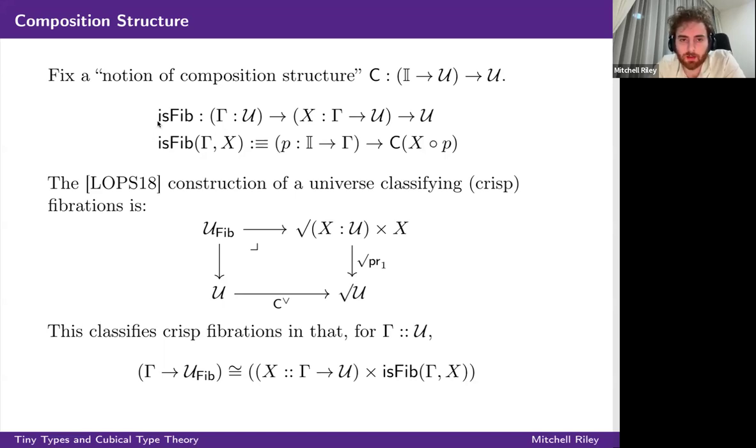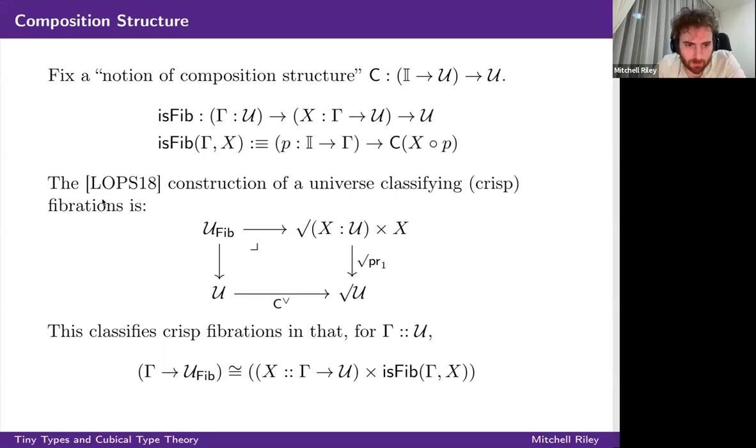a type family to be fibrant over the base, which they think of as the context. So given a context and given a type family over it, they say that the type family is fibrant whenever there's a line in the context, there is a composition structure on the line of types.